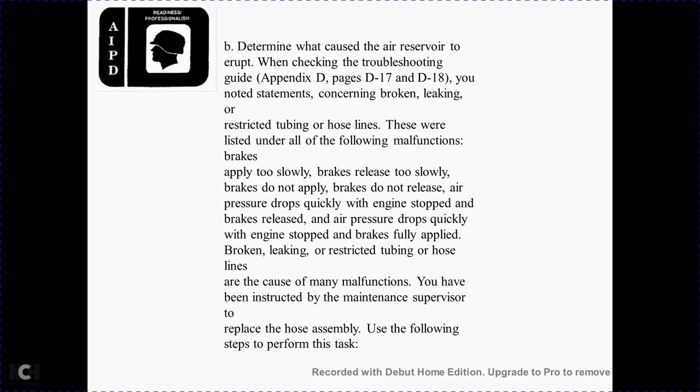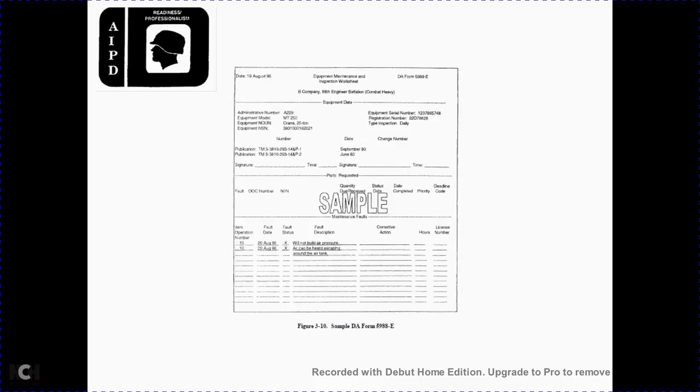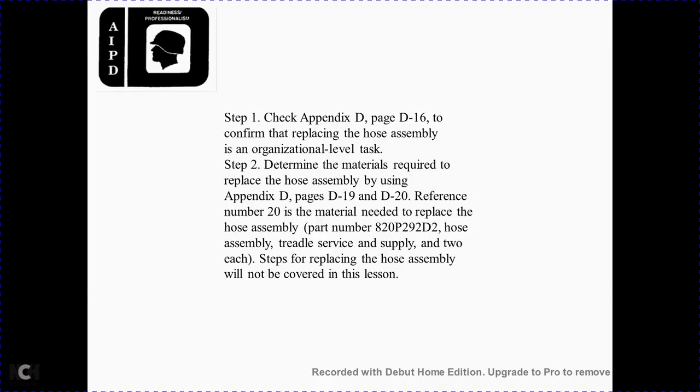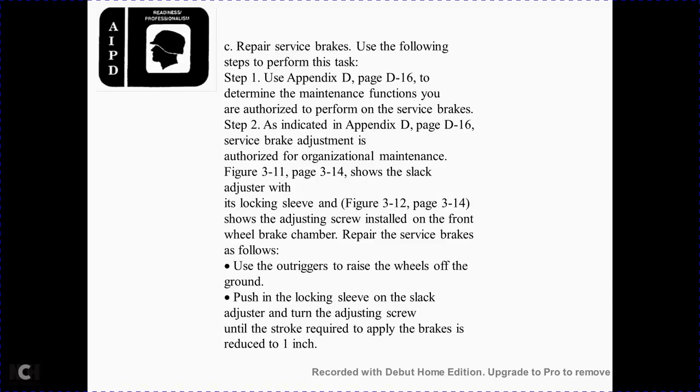The instructor has the maintenance supervisor replace the hose assembly, with the following steps to perform the task. DA Form 5988E. Step 1, check appendix D, page D16, to confirm the replacement of the hose assembly is an organizational level task. Determine the material required to replace the hose assembly in appendix D, page D19 and D20, reference number 20, with part number 820 P2922 D2, 2 each. The replacement of the hose assembly will not be covered in this lesson.